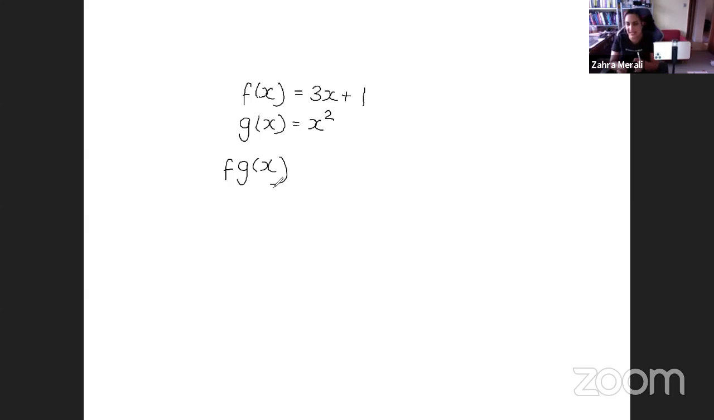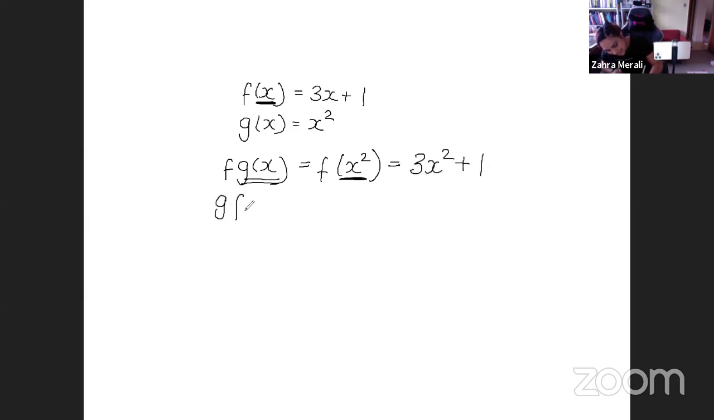When I'm looking at a composite function algebraically, if we take the same thing we just did but look at it algebraically, I'm doing fg(x). It's the same as saying I'm putting the whole of g(x) into wherever there's an x in the f. So it's the same as f of x squared. Now wherever there's an x, I'm replacing it with x squared. So I get 3x squared plus 1.